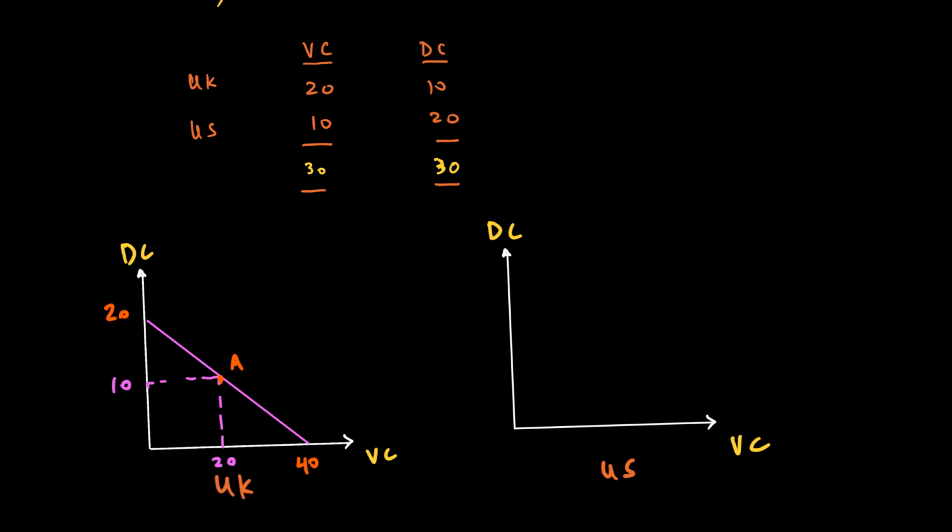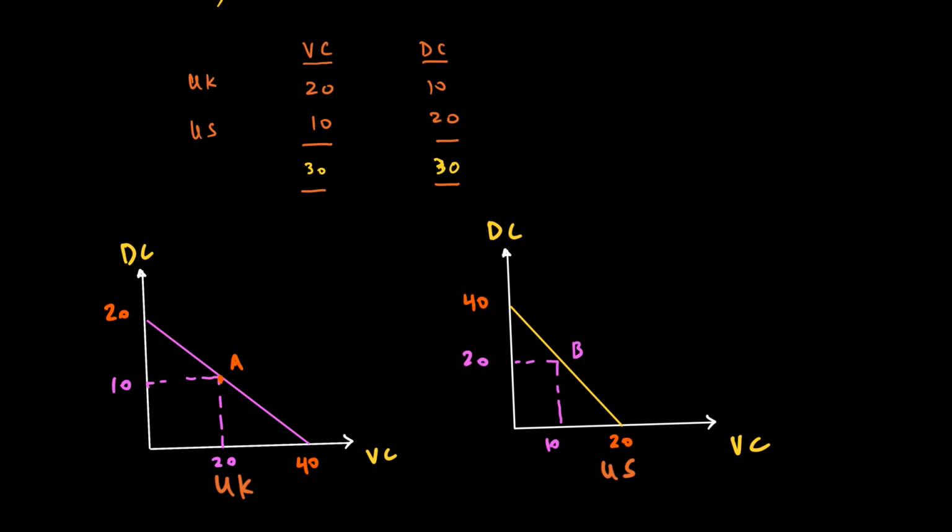On the other hand, the US also has a linear PPC, but this PPC is something like this, where I'm going to write right in the middle this combination B, where the US is making 20 digital cameras and 10 vacuum cleaners. Now if they dedicate the resources completely to vacuum cleaners, they'll get 20, versus digital cameras, they'll get 40.